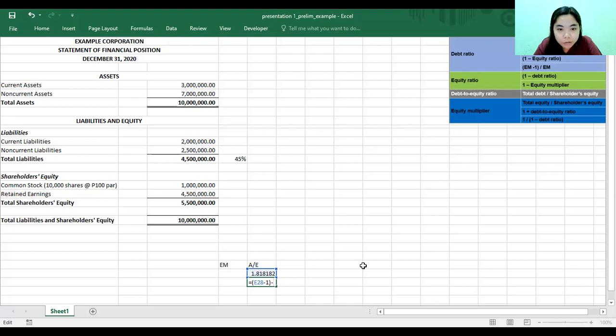Okay, so the formula is equity multiplier minus 1, divided by the equity multiplier. Okay, that's 45%, still the same. Now we have just proved that this formula is effective. But for me, I will not use that, and for purposes of examination, as long as I have the figure for my total liabilities and for my total assets, why use the equity multiplier formula?